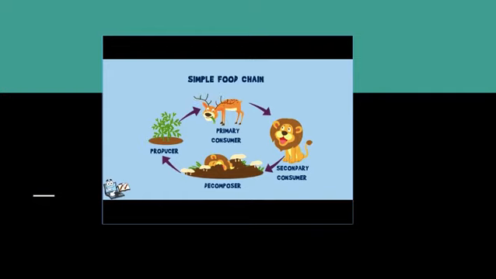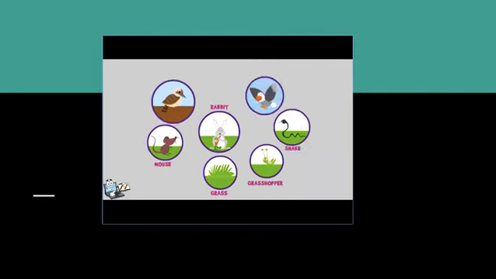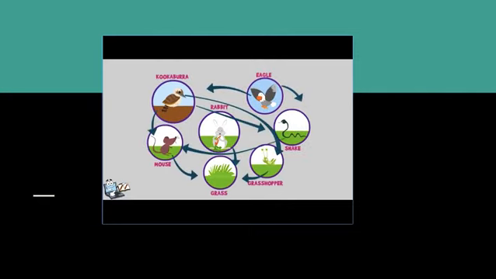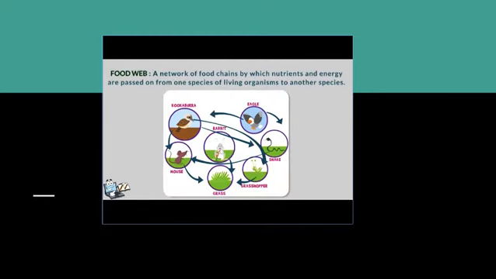A food chain is a simple version of what actually happens in nature. But everything is not so simple. This looks complex. In this chart, grass can be eaten by both rabbit and grasshopper, and this mouse can be eaten by both the snake and the kookaburras. Also, this snake can be eaten by the eagle and kookaburras. So a food web is a network of food chains by which nutrients and energy are passed on from one species of living organisms to another species.